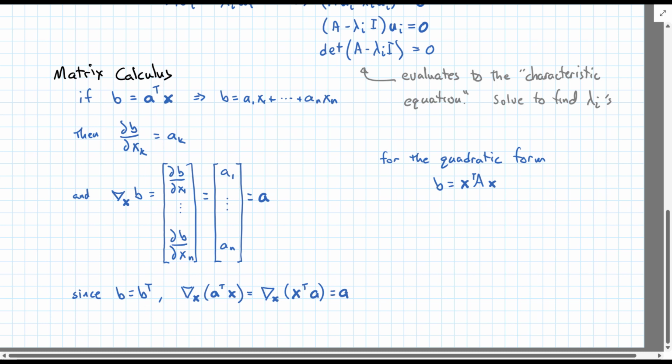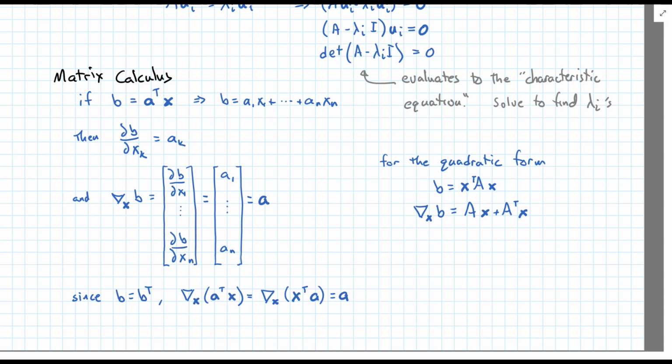Okay, one more important part of matrix calculus, and that's going to be the quadratic form. For the quadratic form, that is, B is equal to X transpose AX, we once again have a scalar B, and we can define the gradient with respect to X of B as AX plus A transpose X. So I won't go through that. It's something that you could do easily in your own time.